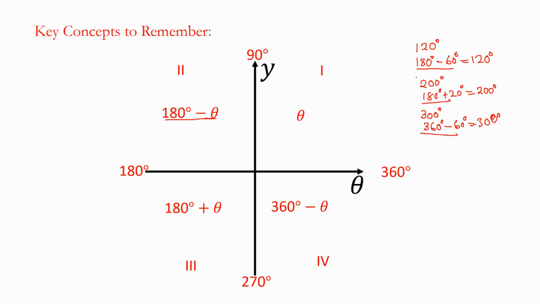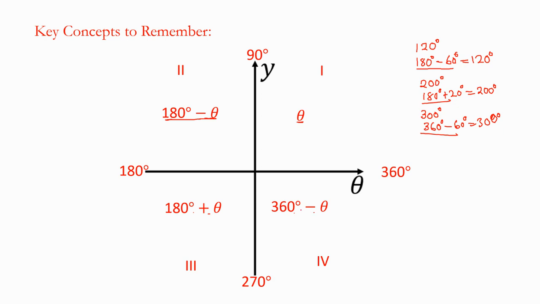Okay, right. So you can maybe pause the video here and write these angles. In the first quadrant, we have our theta. In the second quadrant, we have 180 degrees minus theta. In the third quadrant, we have 180 degrees plus theta. And then in the fourth quadrant, we have 360 degrees minus theta.